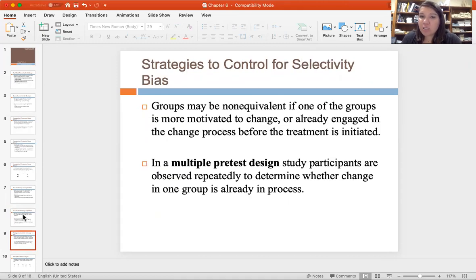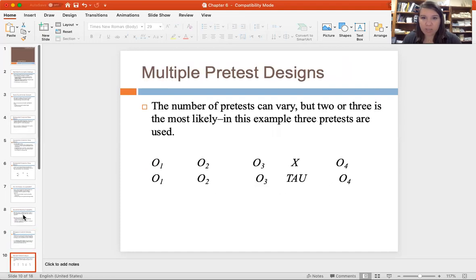So, strategies to control for selectivity bias. Groups may be non-equivalent if one of the groups is more motivated to change or already engaged in the change process before treatment is initiated. One of the things you can do is a multiple pre-test design study, where participants are observed repeatedly to determine whether change in one group is already in process.